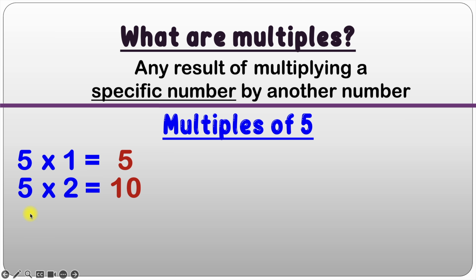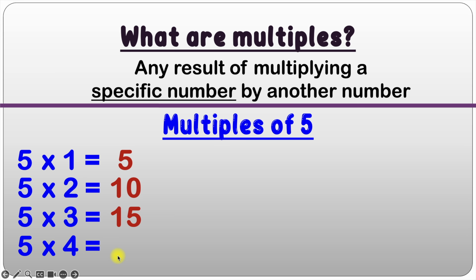We can do it again. We're talking about multiples of 5, so we'll take that number and multiply it by 3. When we do that, we get 15. So again, we can say that 15 is a multiple of 5. Let's do it again. We'll start with 5 because we're looking for the multiples of that specific number, and we're going to multiply it by 4. When we do that, it equals 20. So the result is our multiple. So we would say that 20 is also a multiple of 5.